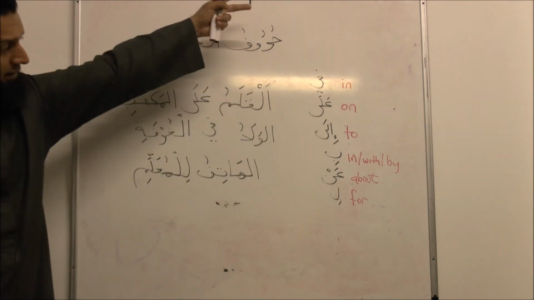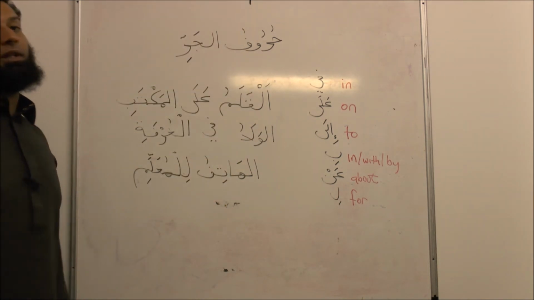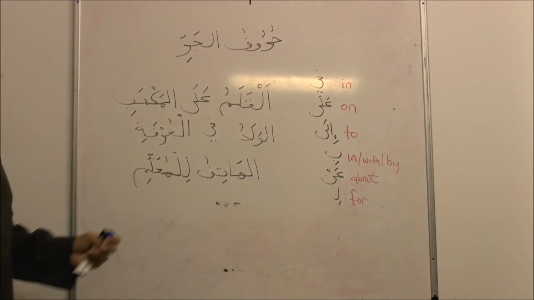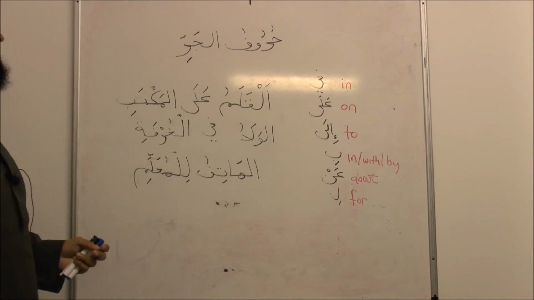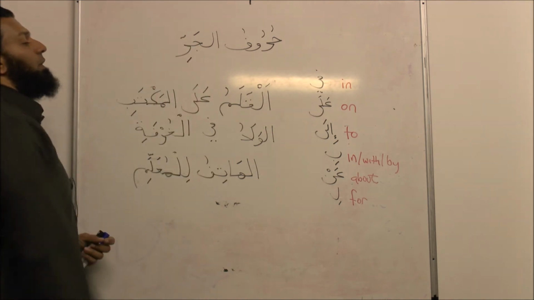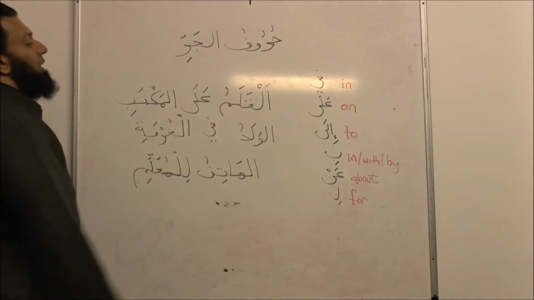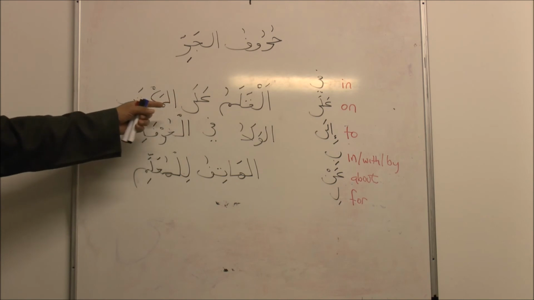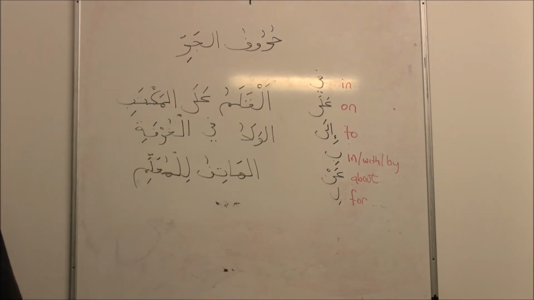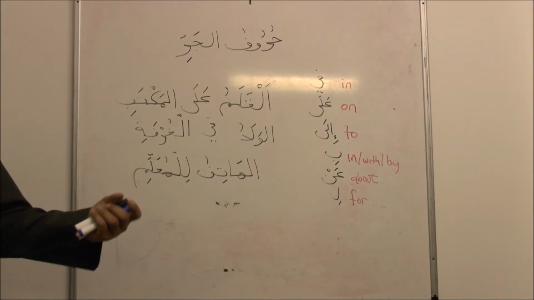Okay, we've taken these 6 examples. As I said, there are other huruf al-jarr that we'll discuss later, but these are nice, simple examples that you will encounter frequently, and we've inserted them into al-jumlatul ismiyya. How do we know al-qalamu al-maktabi is al-jumlatul ismiyya? Remember, there's only 2 types of sentences in Arabic.